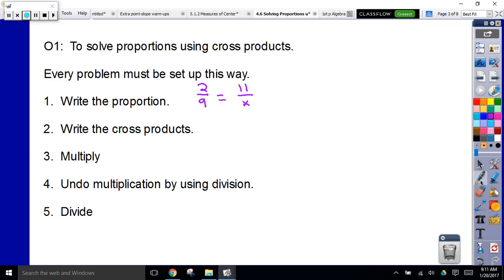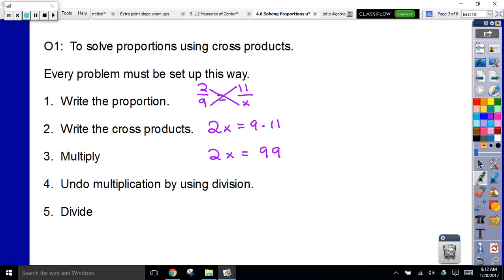Okay, then I want you to write down the cross products. So we have 2 times x and 9 times 11. The cross products are equal to each other. So you're going to write 2x, which means 2 times x, equals 9 times 11. Okay, then you're going to multiply the 9 times 11. So now we have 2x equals 9 times 11 is 99.